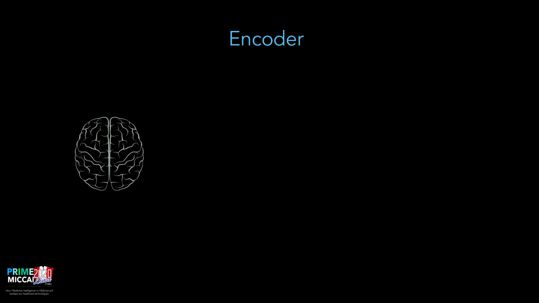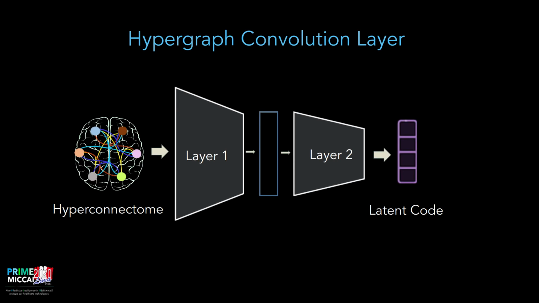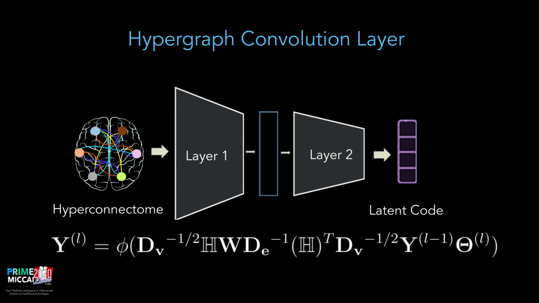Next, we move on with the encoder. It consists of two hypergraph convolutional layers. The layers are trained in a subject-specific manner to extract accurate low-dimensional representations of the hyperconnectomes. We conduct the hypergraph convolution operation according to the formula displayed.